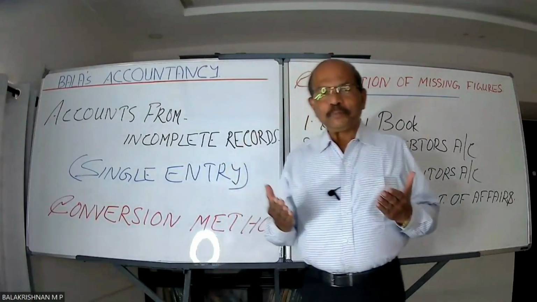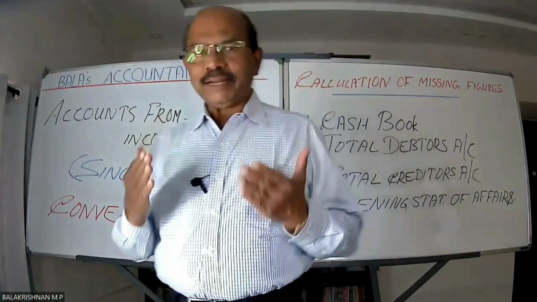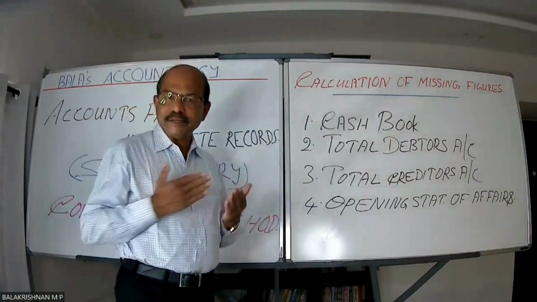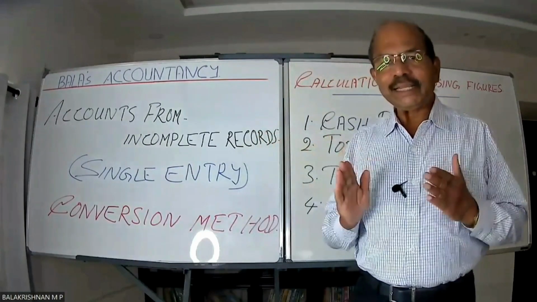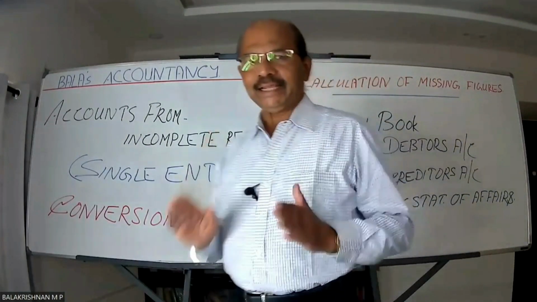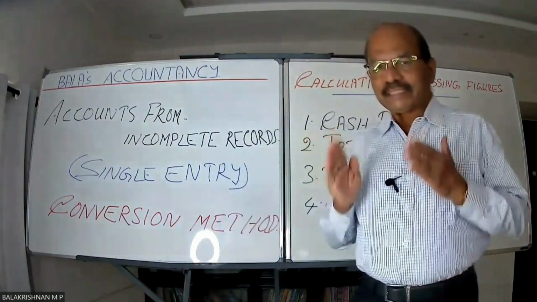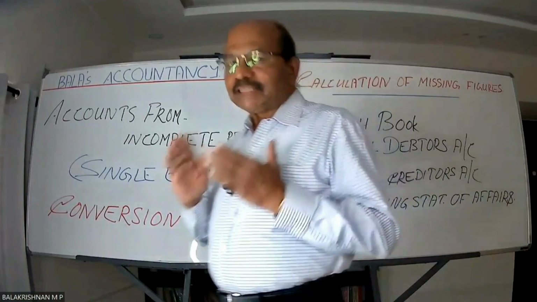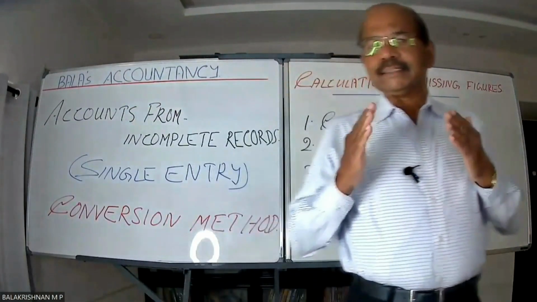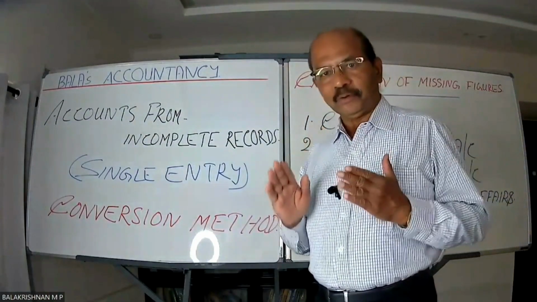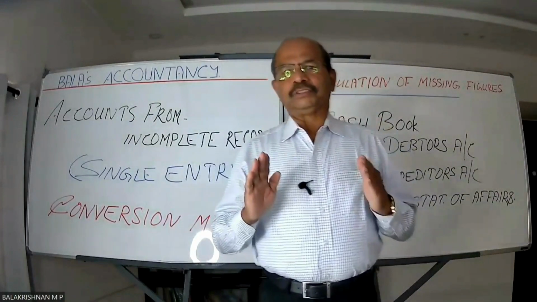How the net profit would be ascertained by a businessman not well versed with the double entry system of accounting was discussed in my last two episodes, that is episode number BSE 038 and BSE 039. By using the first method, that is statement of affairs method, in other words, net worth method, the net profit will be ascertained under the single entry system of bookkeeping, which is otherwise called accounts from incomplete records.